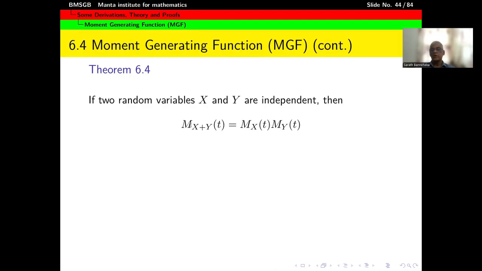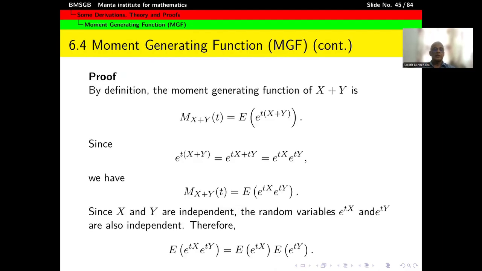x plus y is just a single random variable now, like w. So we are looking at the moment generating function of x plus y evaluated at t. We can prove that this is equal to the product of the moment generating functions if x and y are independent. I have given the proof here, very easy again.